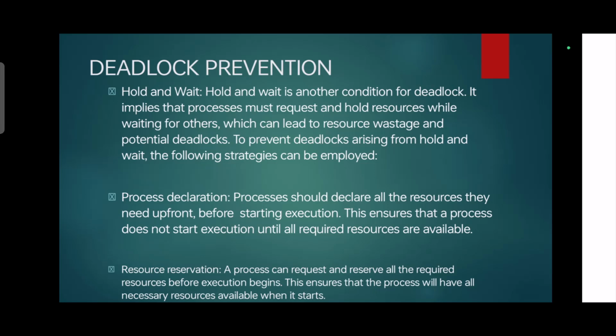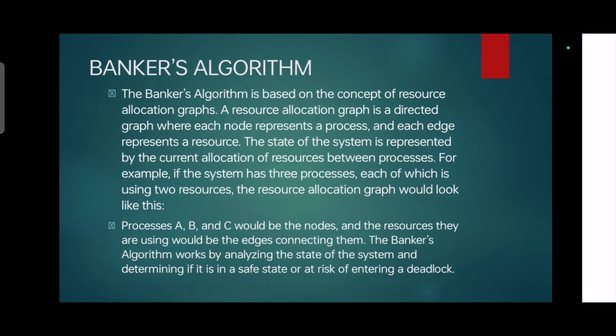Process declaration. Processes should declare all the resources they need upfront before starting execution. This ensures that a process does not start executing until all required resources are available. Next is resource reservation. A process can request and reserve all the required resources before execution begins. This ensures that the process will have all necessary resources available when it starts.